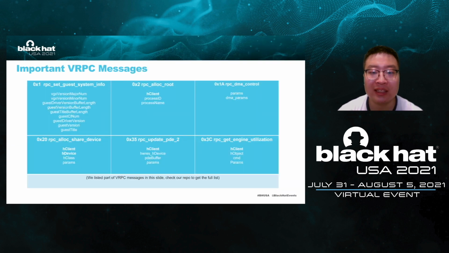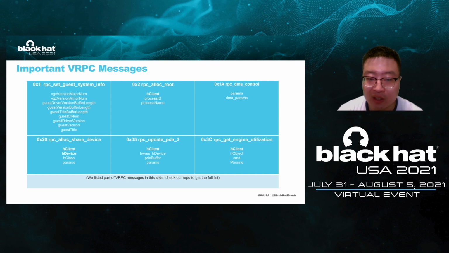And here I have listed 6 important vRPC messages. They will be introduced later. As you can see, there are many messages except hClient and hDevice. These 2 handles are very important among the calls. Although they are called handles, the values are not as random as you might think. On the contrary, we can specify almost any integer as a handle.